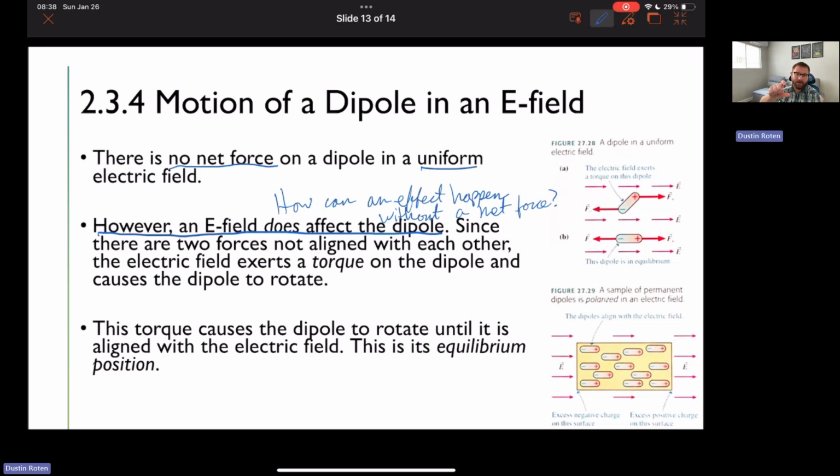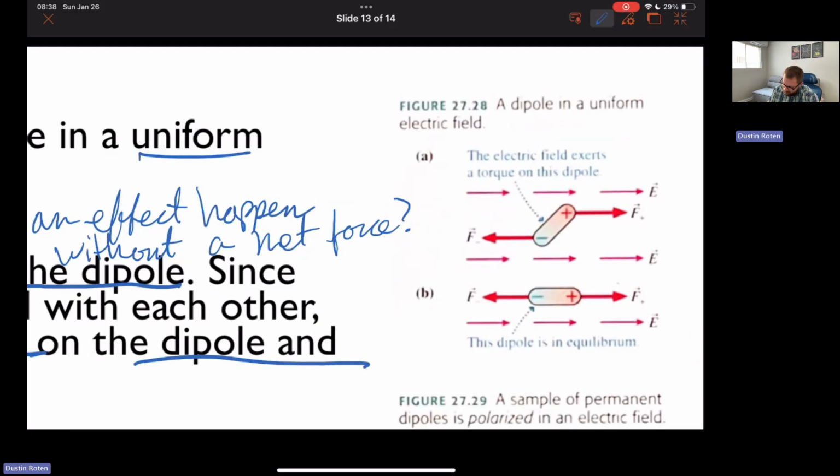The electric field will actually cause those to torque, even though they're equal and opposite. Since they're not coming from the same point, you're going to get a torque on the dipole, and that's going to cause a rotation. And you can see that here. The negative side of the dipole is going to go in the opposite direction of the E field. The positive part of the dipole wants to go with the E field. You see how it's going to pull these apart and rotate this thing? It's going to reduce that angle to 0.